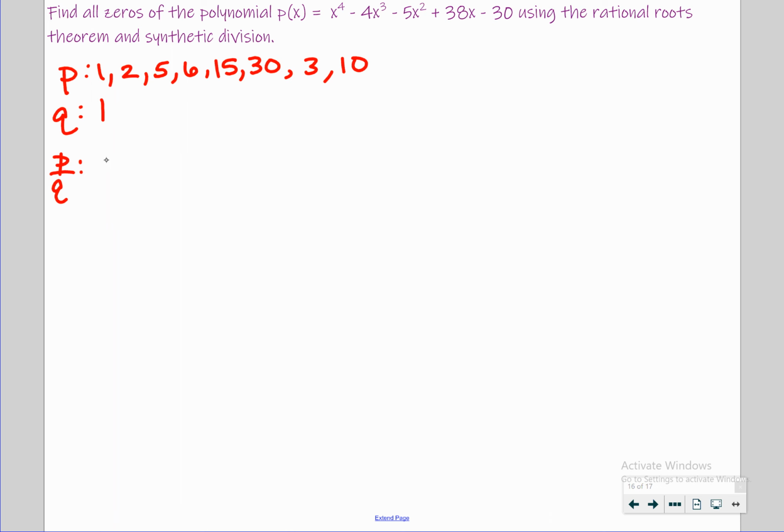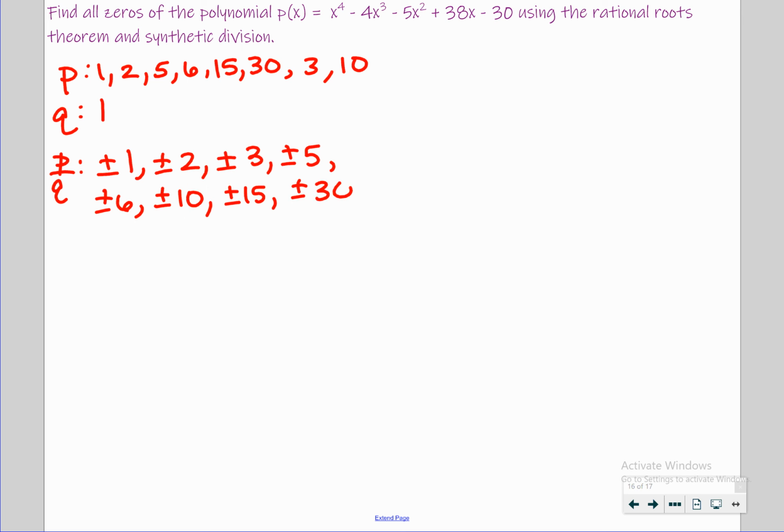So P's over Q's, don't forget your pluses and minuses, are just going to be a bunch of whole numbers. 1, 2, I'll put them in order now. 3, 5, 6, 10, 15, 30.